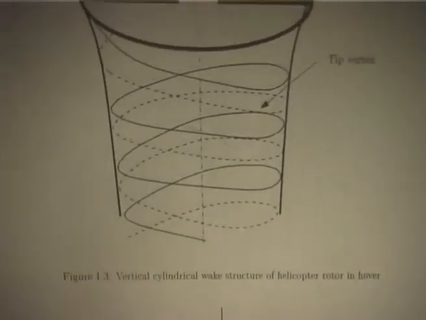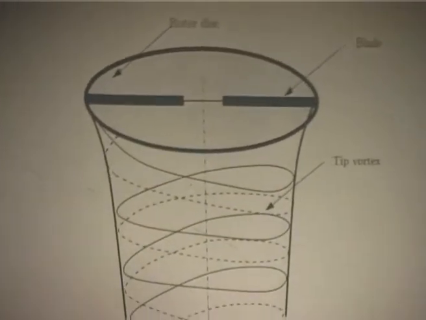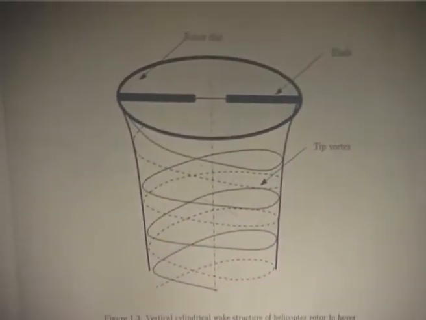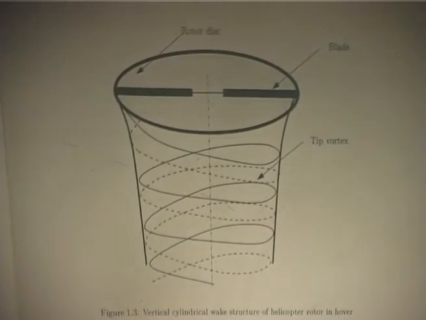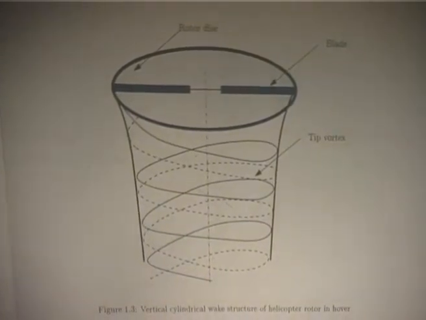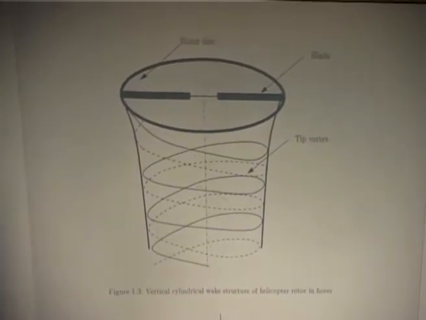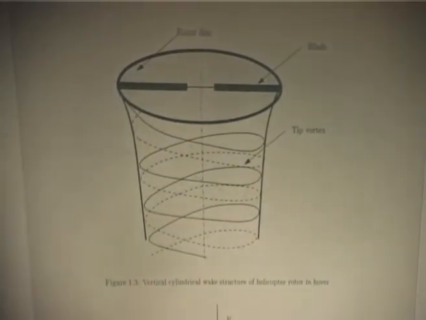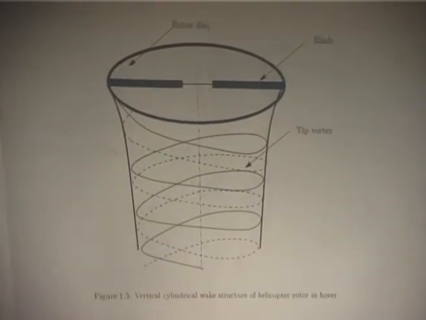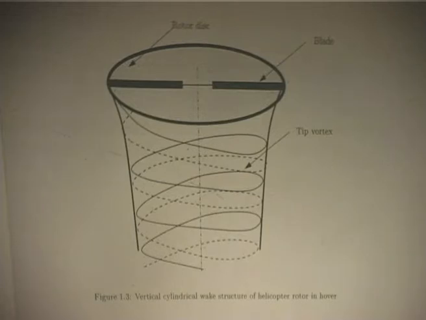My circulation is constant, it does not vary with span. Please understand, this is what is called uniform loading. That means what? You will have only the tip vortex. So, the tip vortex in the case of hover will come below because it is pushed down. Okay. Only tip vortex, I do not consider anything else.